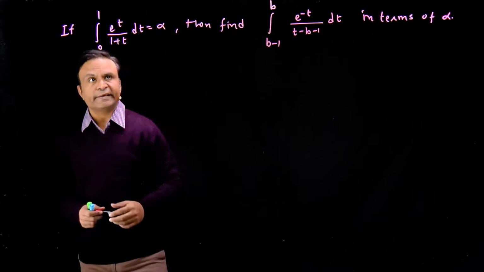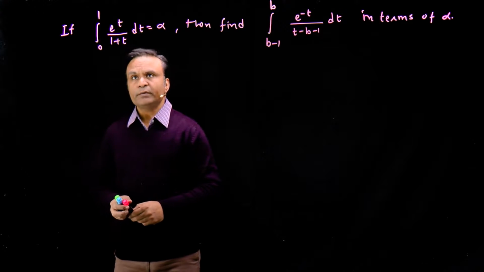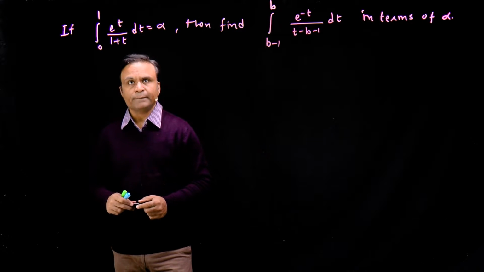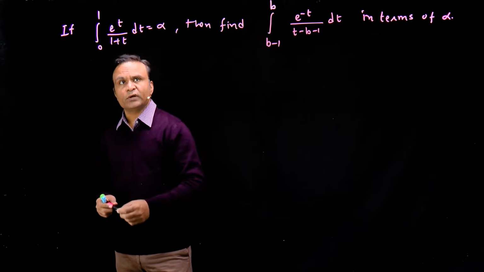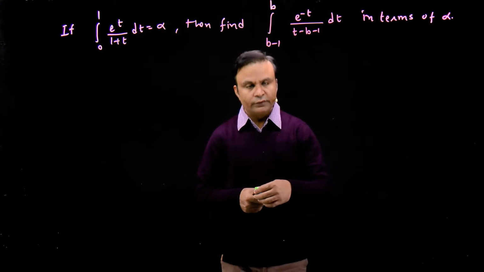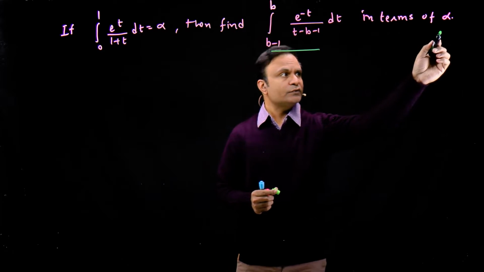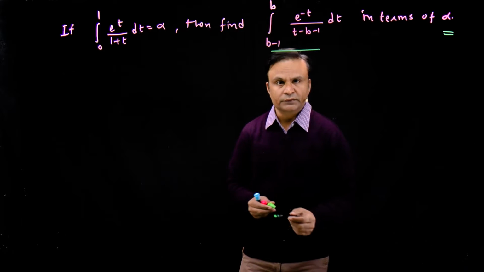The first question is, if the value of this definite integration is alpha, we have the integration of e power t upon 1 plus t for the limits 0 to 1, and this value is alpha, then we have to find the value of this definite integration in terms of alpha.